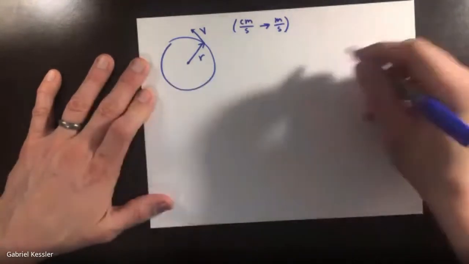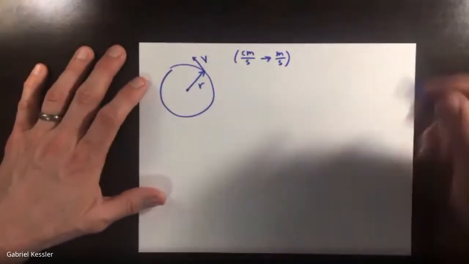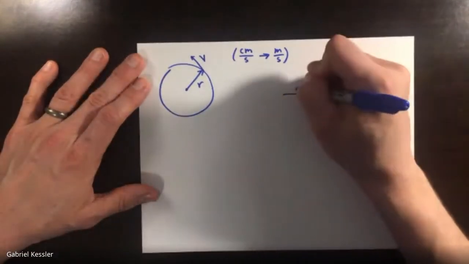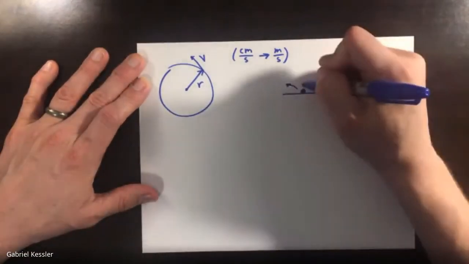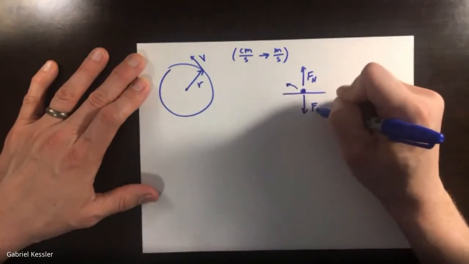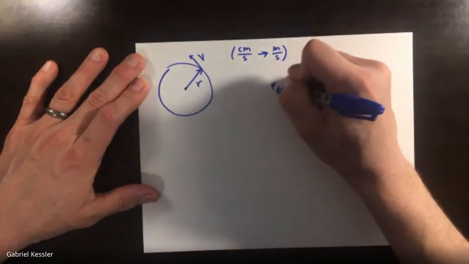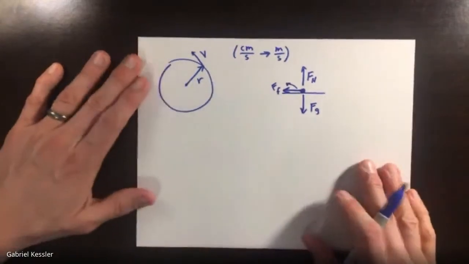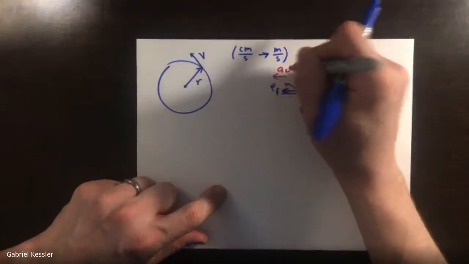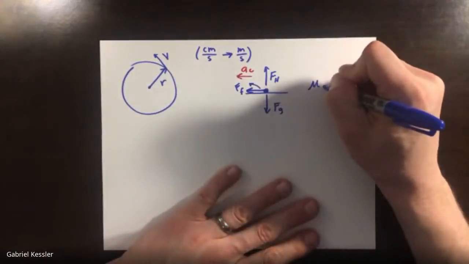Okay, so looking at a side view. This was a top view of the coin as it's going around. Looking at a side view of the coin as it's on the turntable and goes around in a circle, there's a normal force, there's a force of gravity, and then there is friction that's holding it on the table. Now the direction of the centripetal acceleration is toward the center of the circle, which is horizontal. So the question is, what's the coefficient of static friction?